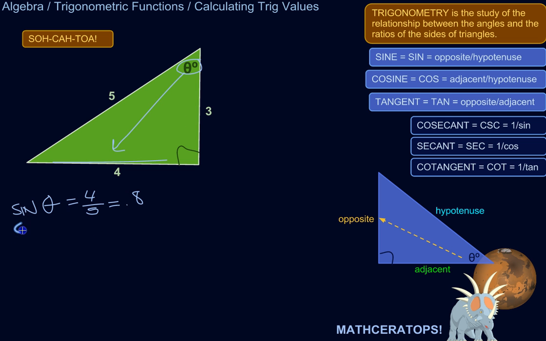So cosine of theta, these are just the normal abbreviations. You see those on your calculator. The cosine is the adjacent side over the hypotenuse. So adjacent is 3, and the hypotenuse is still 5. And then the tangent of theta is the opposite over the adjacent. So opposite is 4, adjacent is 3.